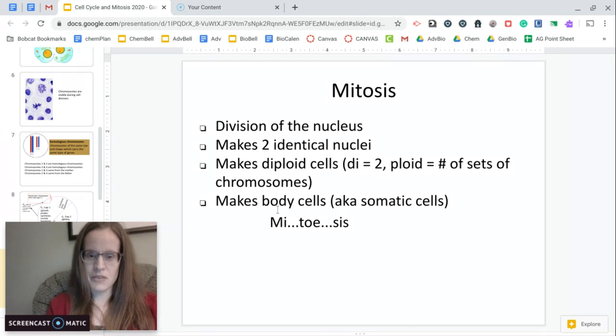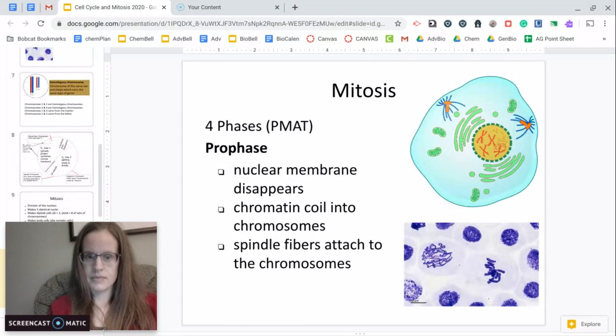Some people remember this by remembering mitosis, like you make your toe cells with mitosis. You make all of your body cells with mitosis. Fancy word for body cells is somatic cells. All right, phase one, there are 4 phases of mitosis because cytokinesis isn't technically a phase of mitosis. There are 4 other phases. You can remember PMAT for short.